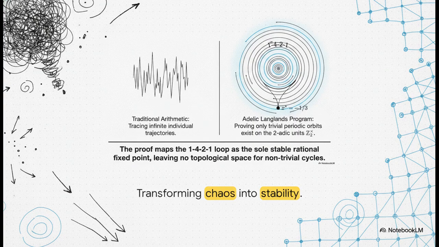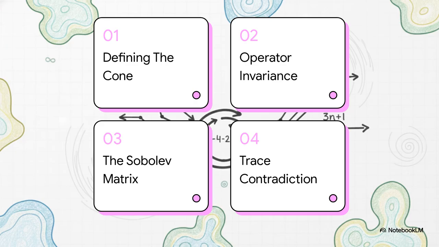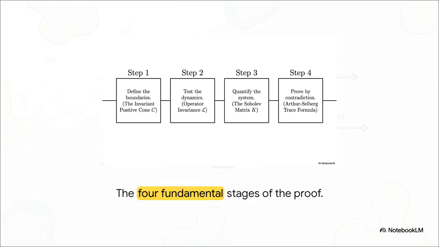So our overarching goal here is to prove, mathematically, that there is literally no topological space left for any non-trivial cycles to exist. To demystify this proof, we're going to walk step by step through a four-stage tutorial, defining the cone, operator invariance, the Sobolev matrix, and finally, the trace formula contradiction. Think of this as our visual roadmap. It shows exactly how we'll build this mathematical engine, moving from establishing very strict analytical boundaries in step 1, validating the dynamics in step 2, quantifying the whole system in step 3, all the way down to a final undeniable contradiction in step 4. Let's get started.